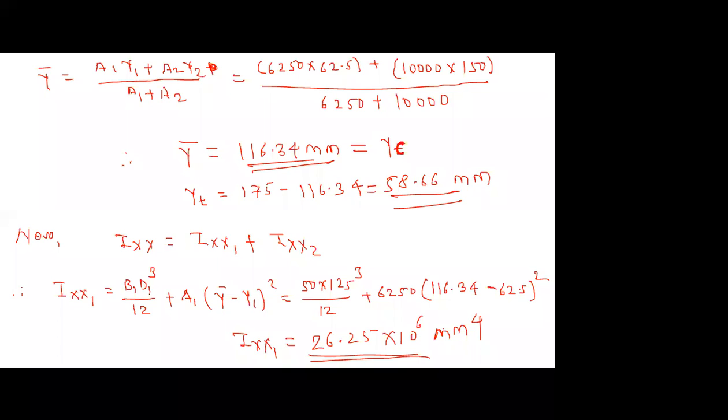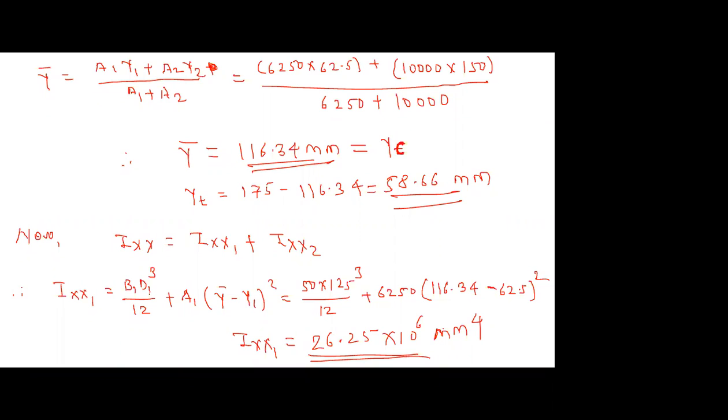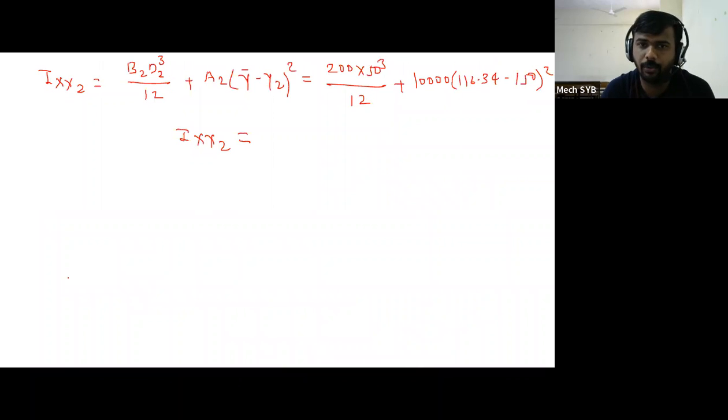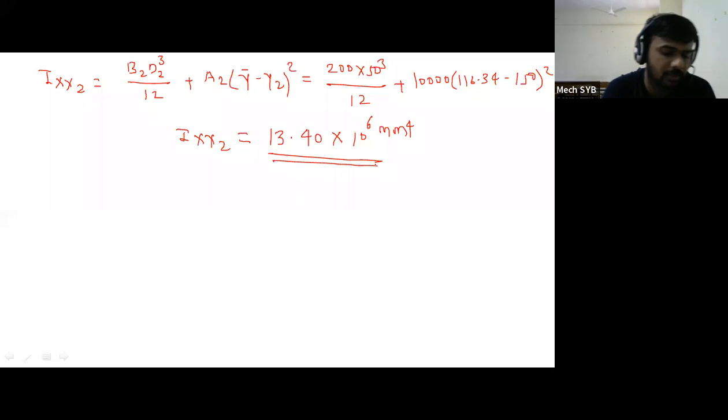Sir, Ixx2 is 13.40 into 10 raised to 6. So Ixx2 is equal to 13.40 into 10 raised to 6 mm raised to 4. Please check and verify your answers whether it is coming or not. Yes, 26.25 into 10 raised to 6 and second 13.40 or 13.41. Both the answers are correct. Please check, do the calculations and verify the answers.